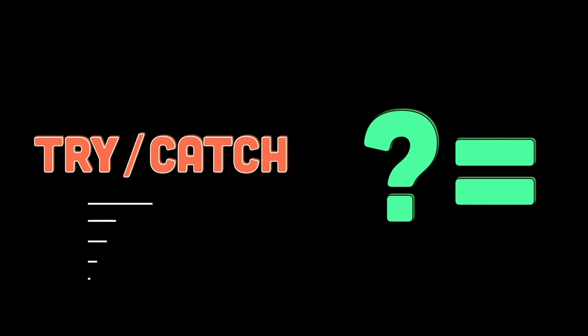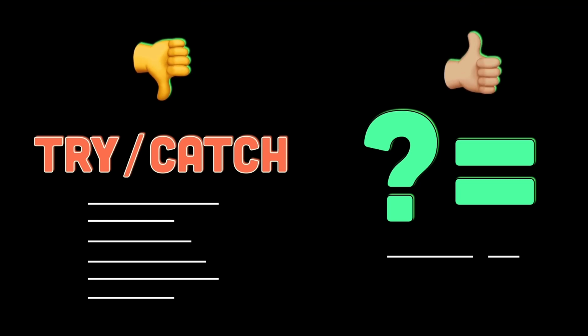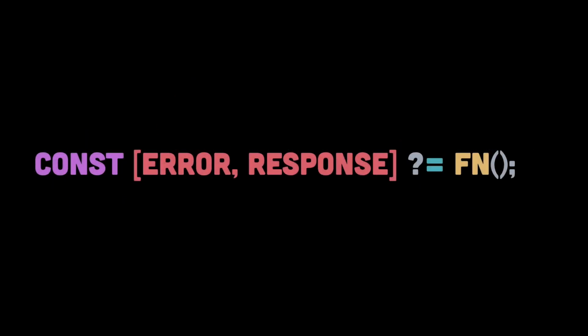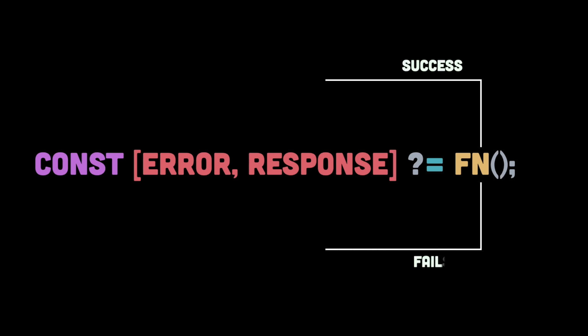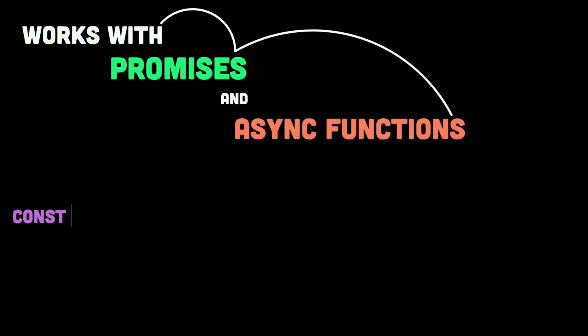Well, this operator makes dealing with errors much easier. So instead of writing complicated error handling code, the operator allows us to capture both results and errors in a simple and consistent way. Here's how it works. When you use the safe assignment operator, the result of a function call is turned into a tuple, basically an array with two values. If the function succeeds, it returns null and result, and if it fails, it returns error and then null. It also works seamlessly with promises and async functions, as shown in this example.